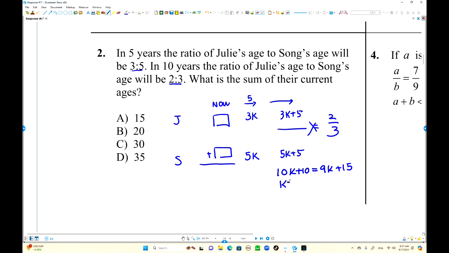So k equals 5. Their ages in 5 years are 15 and Song is 25 years old. So 5 years ago, that is 10 years old, and 25 minus 5 is 20 years old. The sum of these two current ages is about 30 years. 30 is the answer.